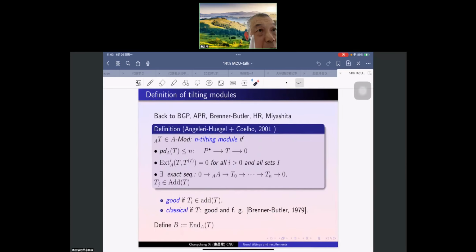And we first recall the definition of tilting modules. In principle, the notion can be traced back to Bernstein, Gelfand, and Ponomarev's paper, or later Auslander, Platzeck, and Reiten, and finally a paper published in 1979 by Brenner and Butler, and later it was also simplified as axioms by Happel, Ringel, and further developed by Miyashita. So let's recall the definition given by Angeleri Hügel and Coelho in 2001.